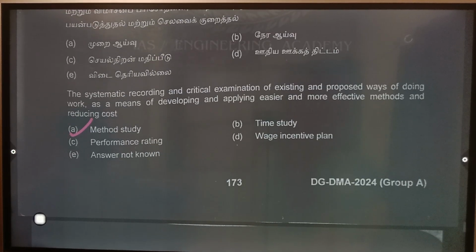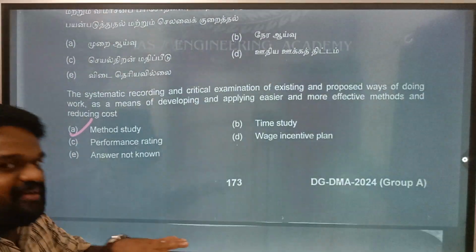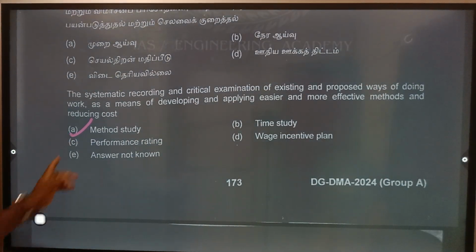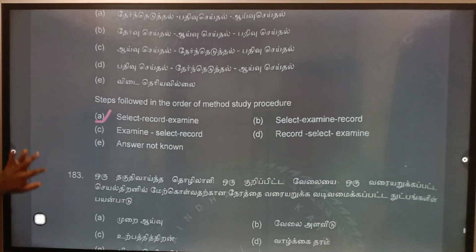181. Systematic recording and critical examination of existing present condition. When you study, they call it method study. A is the answer. 182.